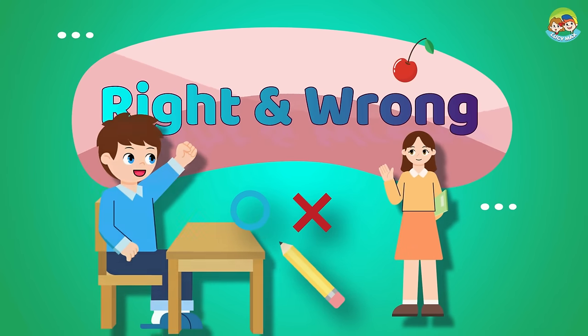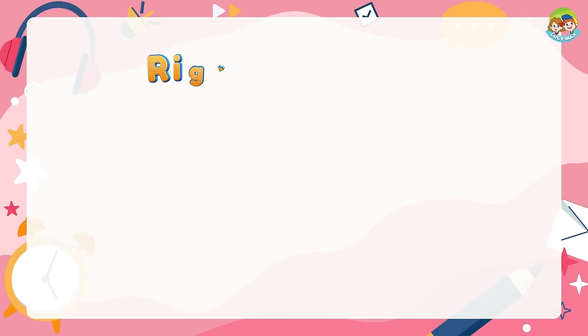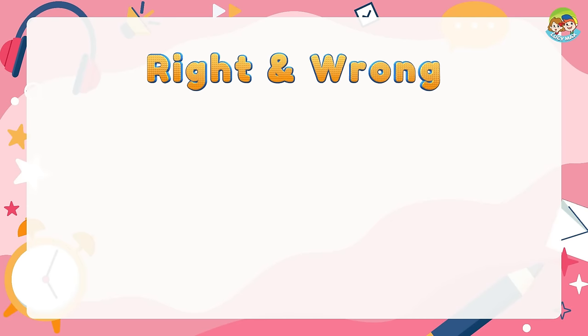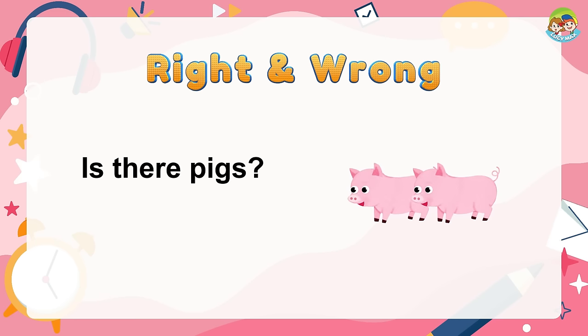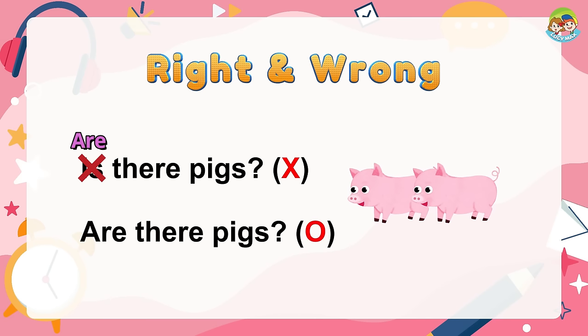Right and wrong. Now for the right and wrong section. Is there pigs? This is wrong because pigs is plural. We use the be verb are with plural. Are there pigs?